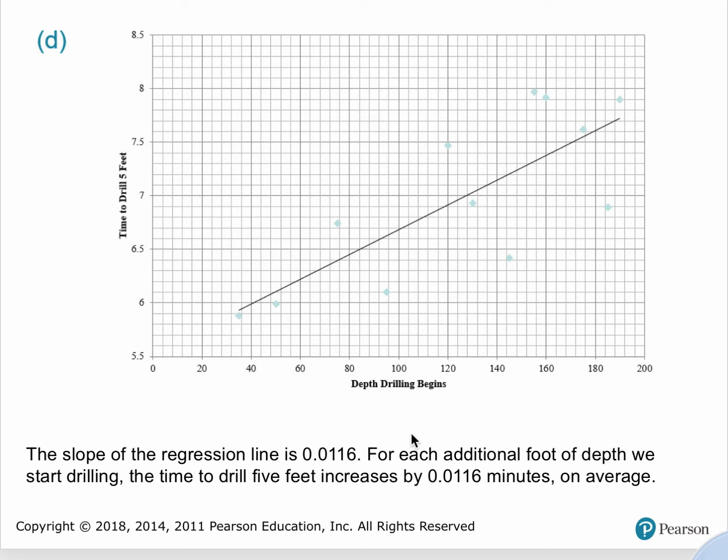So here it is drawn out for you. Hopefully yours looks like that on your calculator. Okay, the slope of the regression line is 0.0116, which means for each additional foot of depth we start drilling, the time to drill 5 feet increases by this many minutes on average. Now notice this, on average. That's going to be really important for us.